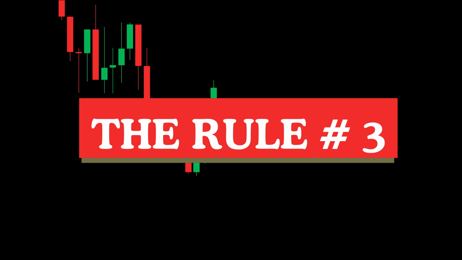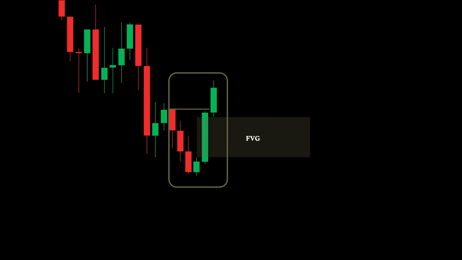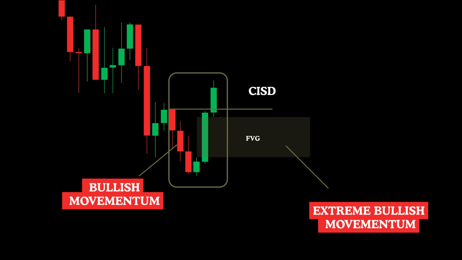Rule number 3. Volume and confirmation. A valid CISD setup should be accompanied by a noticeable rise in trading volume during the momentum shift. Increased volume shows that more participants are involved, reinforcing the move and confirming the strength of the setup. Entering a trade solely based on CISD without volume confirmation can be risky, as it often represents a weak and unsupported move. Rising volume can also be spotted through fair value gaps, areas on the chart where price moves aggressively, leaving imbalances due to heavy buying or selling pressure.